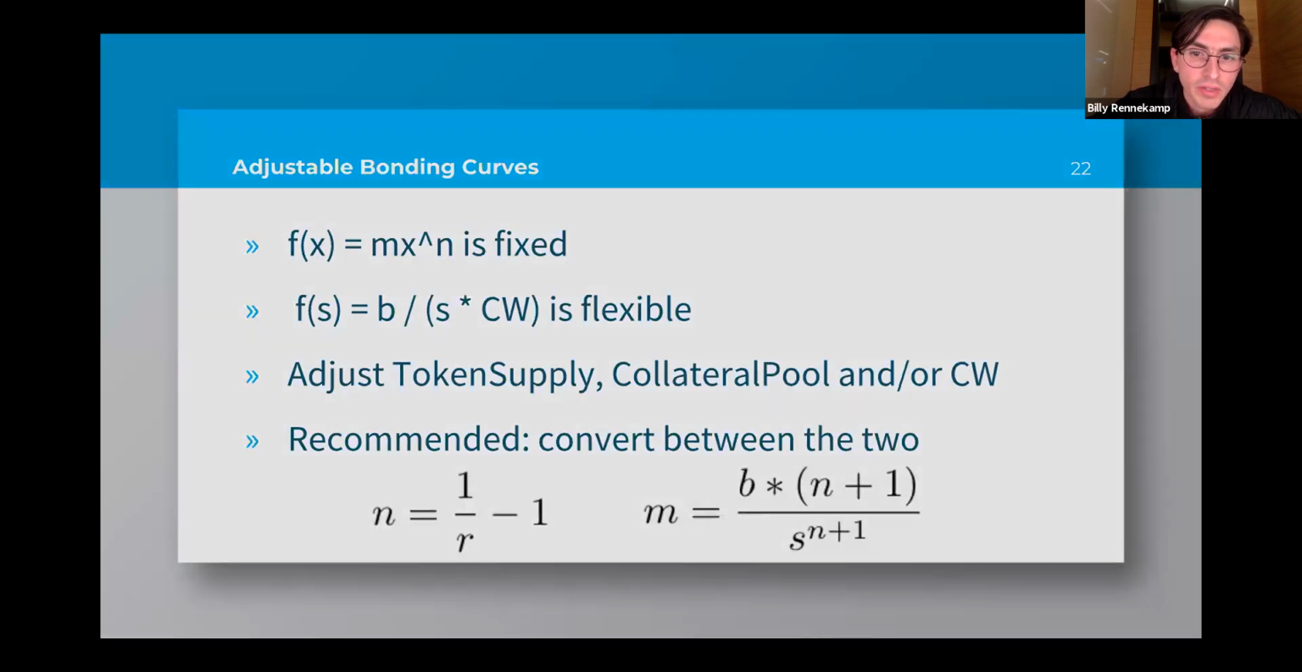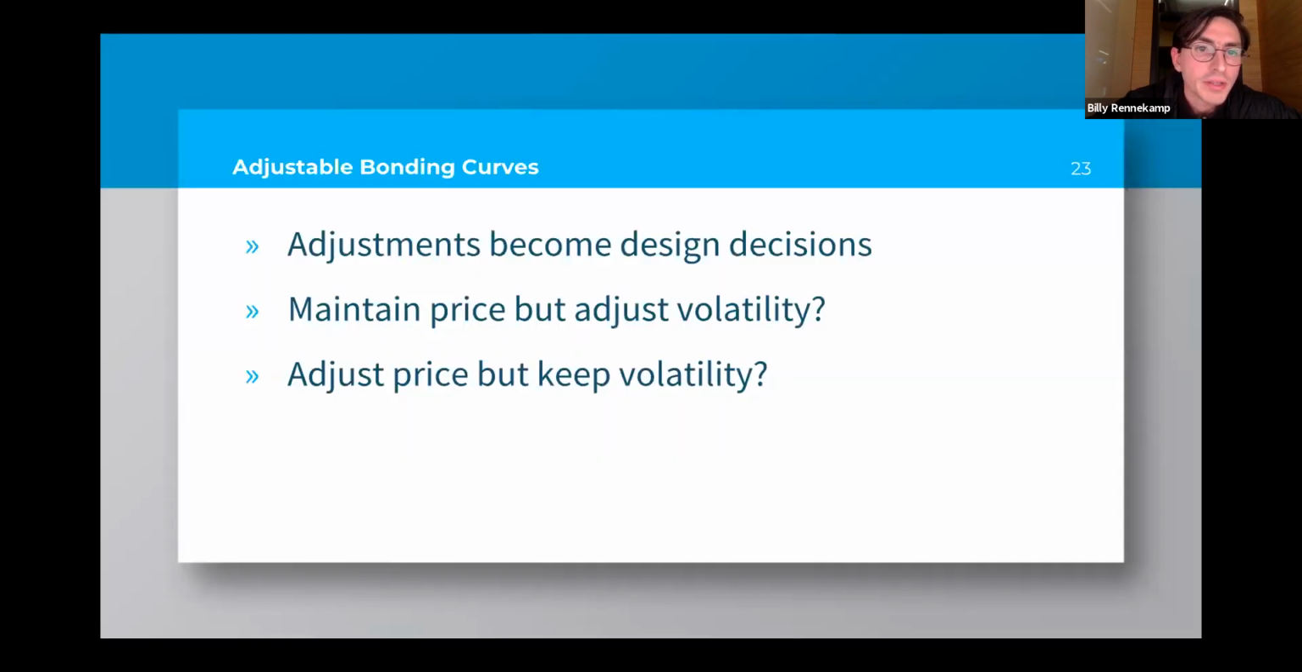The other part of it is that your adjustments become design decisions. Are you going to take some of your collateral out for working capital? Are you going to mint some new tokens that didn't have collateral go in, as an inflation? If so, it's a lot easier to adjust your system if you have control of those parameters.